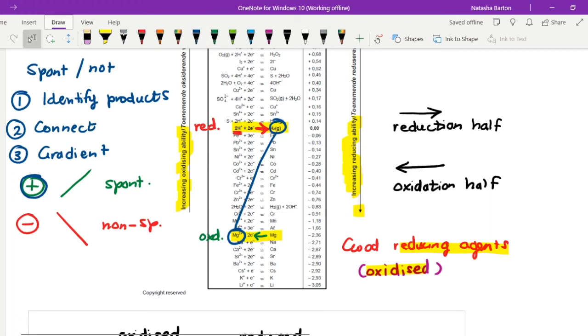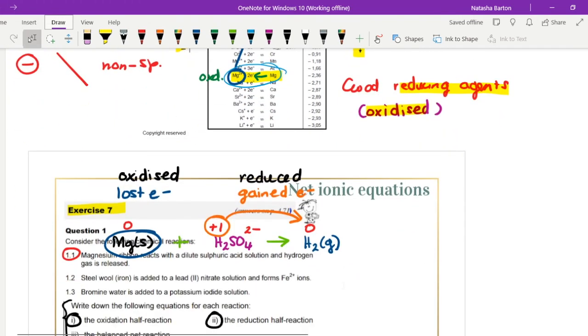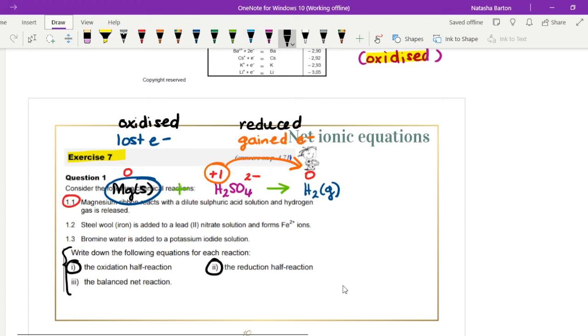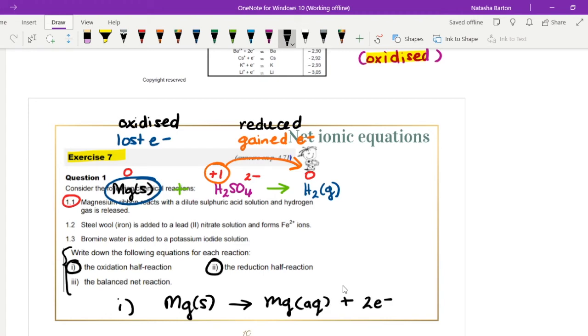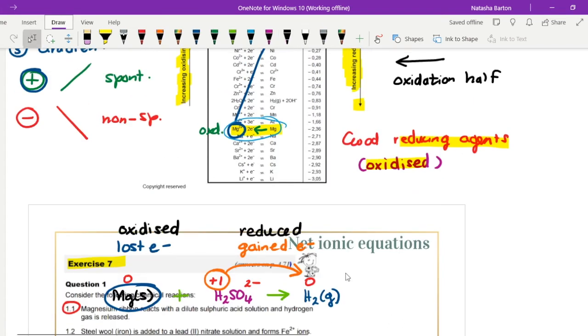Back to writing down our reduction and oxidation half reactions. Even though in this case, you can see the arrows pointing towards the left, we don't write it down like that when we answer the question. We're going to say number one, Mg solid. So we write our reactant on the left, it is going to form Mg2+ aqueous plus 2 electrons. You must write it out this way. Please don't write it out as it appears there. That is wrong. You're not going to get your marks.